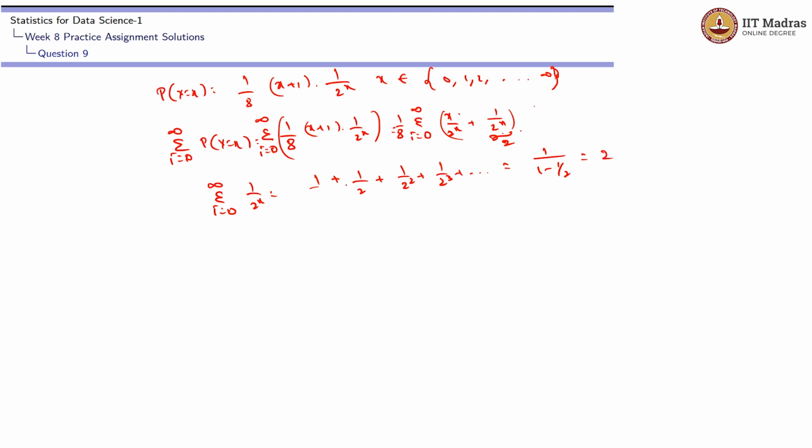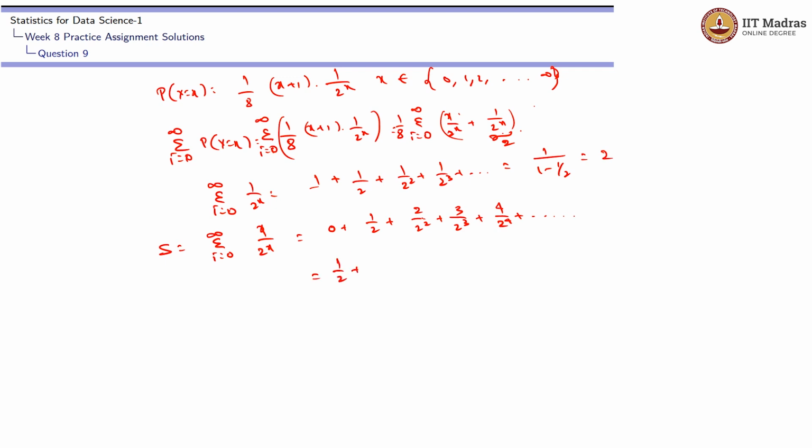Let us solve for this x by 2 power x. Sigma from x equals 0 to infinity of x by 2 power x. Since we don't know this value, let this be equal to s. Substituting the values, it would be 0 plus 1 by 2 plus 2 by 2 square plus 3 by 2 cube plus 4 by 2 power 4 plus and so on.